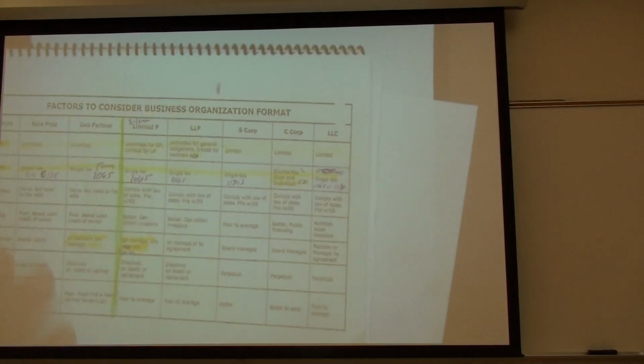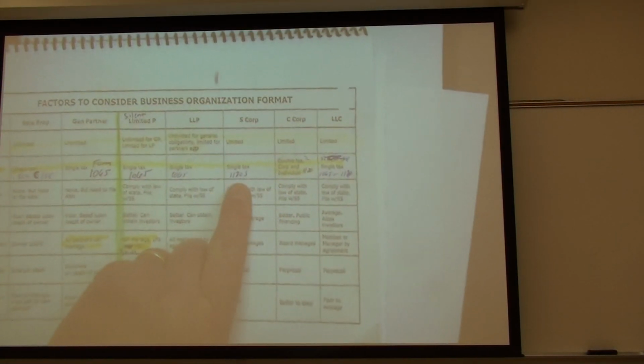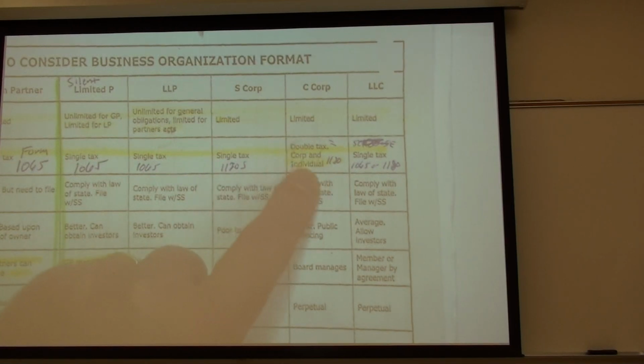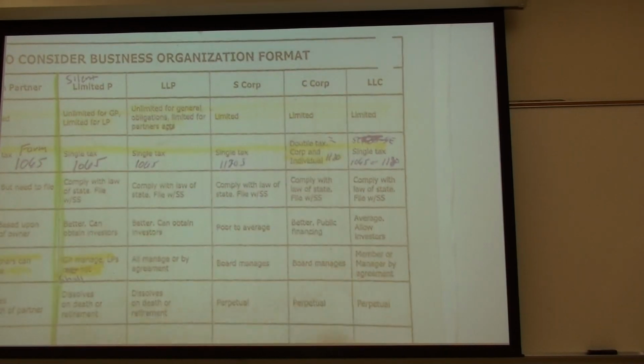All right, finally we have, and remember there's two types of corporations: S Corp, which is a small corporation, Chapter S of the tax code, single tax, and double tax for a C Corp, and we'll talk about tax forms next time. And finally, we have an LLC.